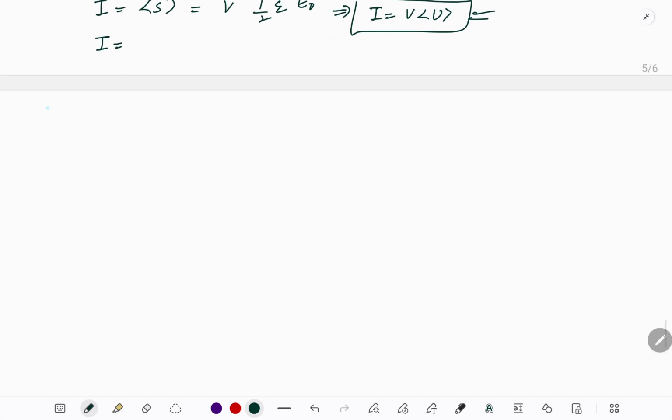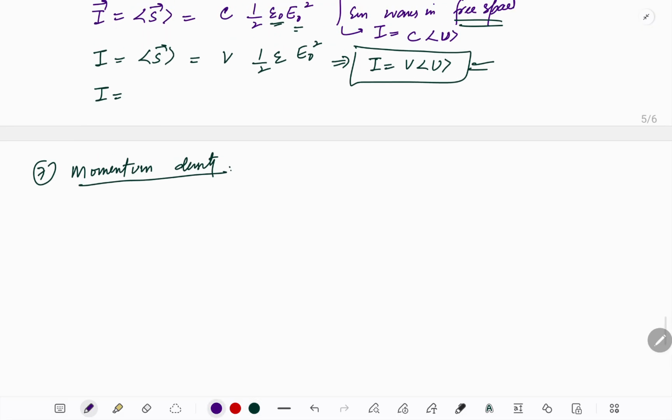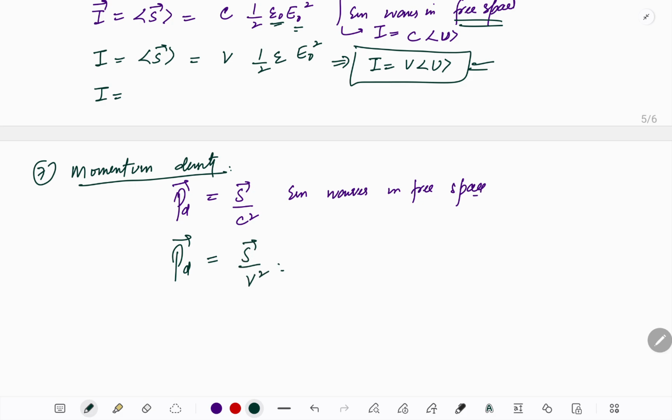There are certain other terms involved. Another one I should write is the momentum density. I derived the momentum density in the last topic. For electromagnetic waves in free space, we wrote the momentum density as the Poynting vector divided by c squared. This is for EM waves in free space. So here we will write momentum density as the Poynting vector divided by v squared. This is very important.